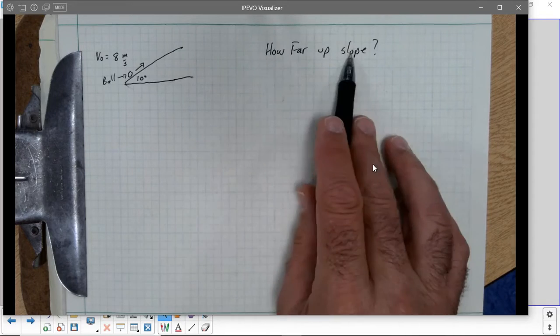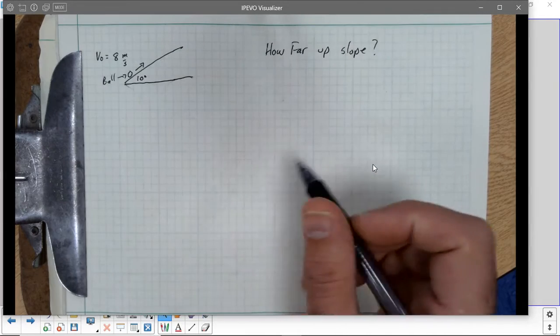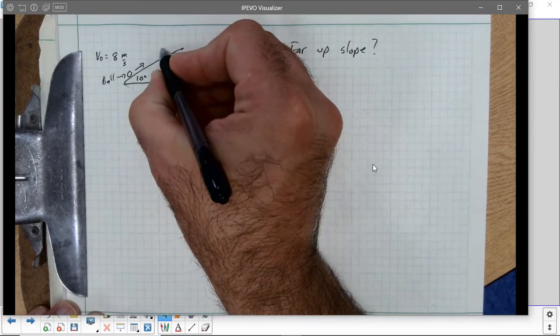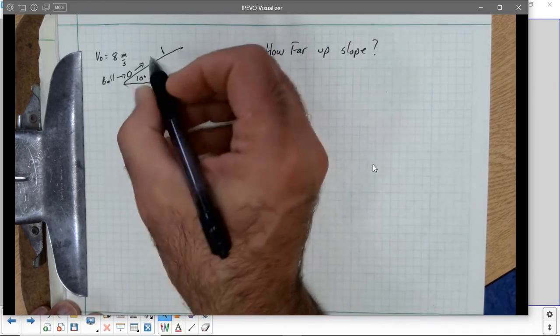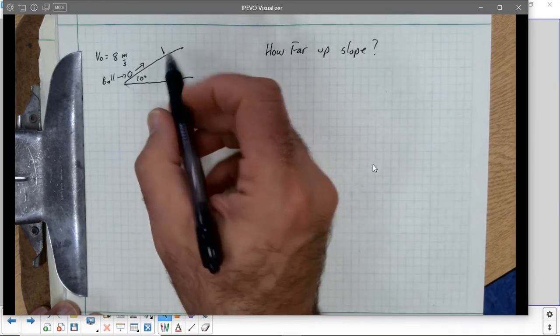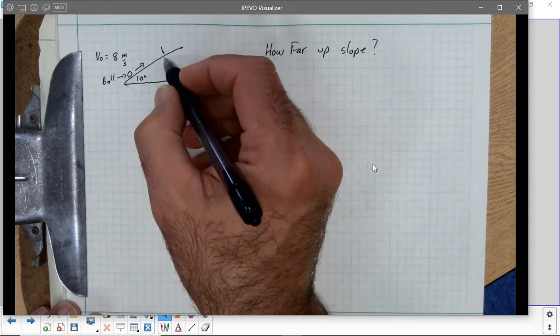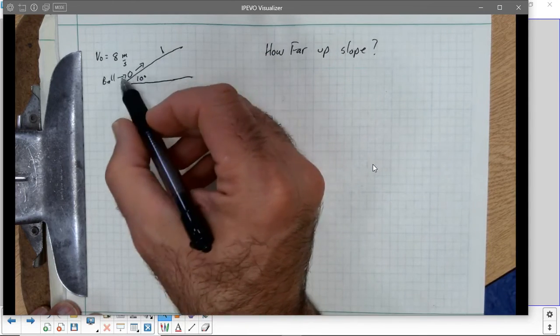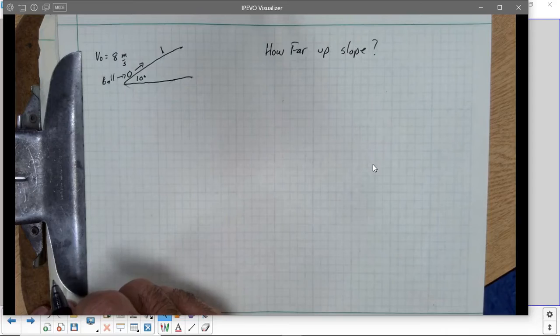So first off, we want to know how far up the slope we go. And we're talking about the distance up the slope as like driving up a road on a hill. We're not talking about the vertical displacement. We're just talking about basically the length of this hypotenuse here.